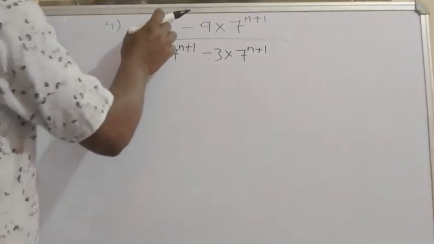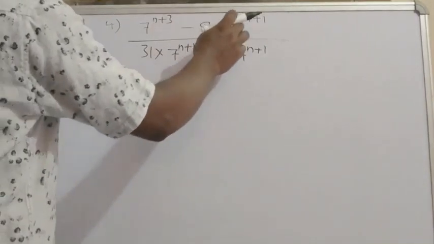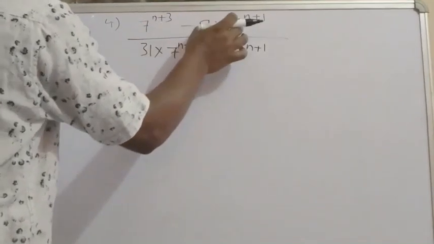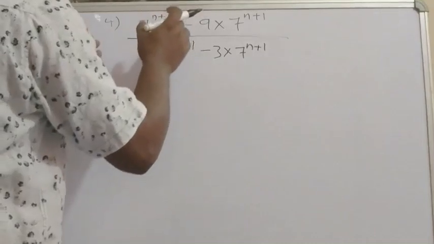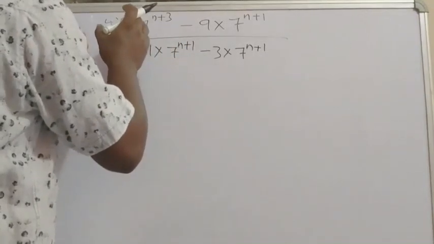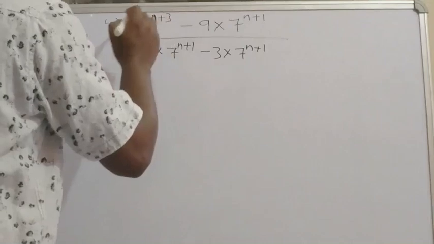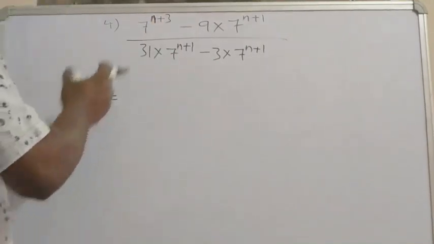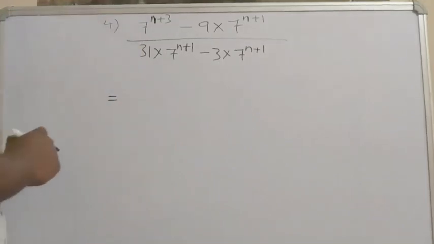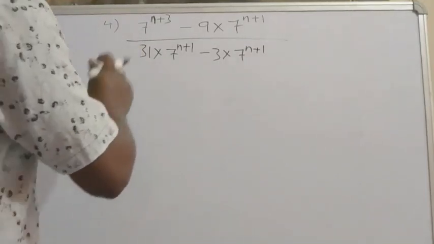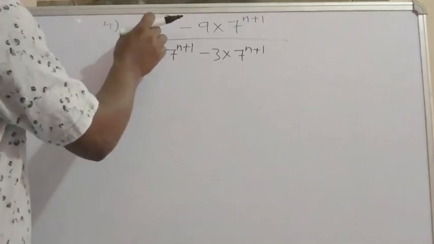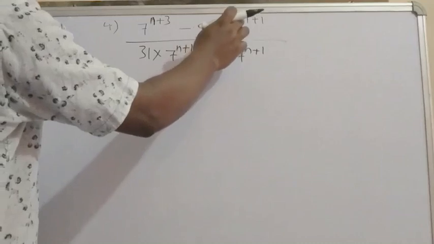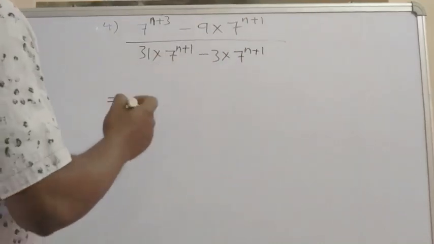Now here 7 to the power n plus 3, here 7 to the power n plus 1. In between a minus sign is there. So this total is one number. In between, every time you observe that if any variable is given, here n is the variable. If any variable is there, always try to bring it to common in the numerator and also in the denominator, so that it will cancel. So the variable is n. Here 7 to the power n plus 3, we separate the power. Here also 7 to the power n plus 1, we have to separate the power.